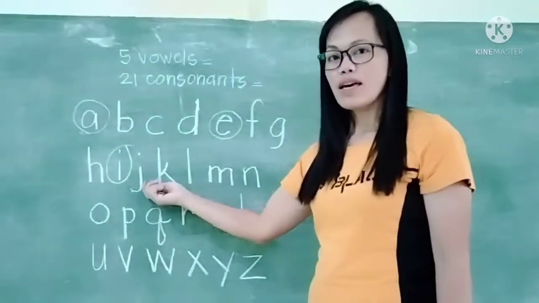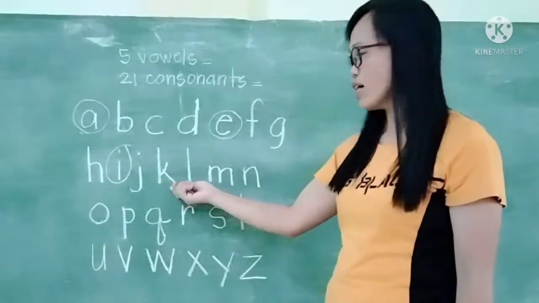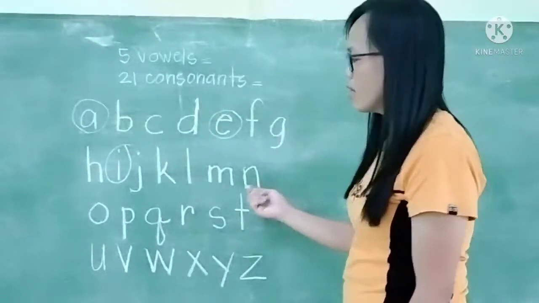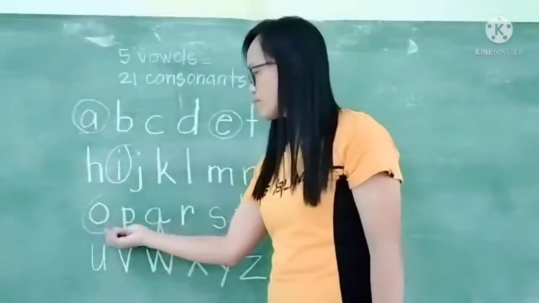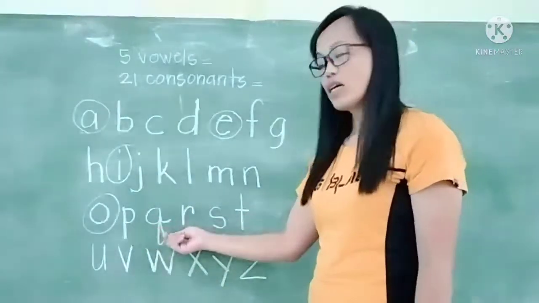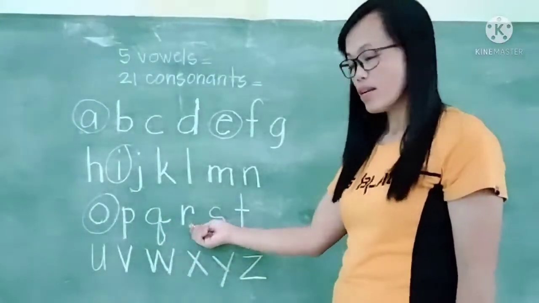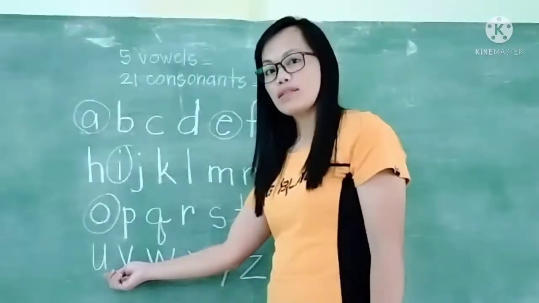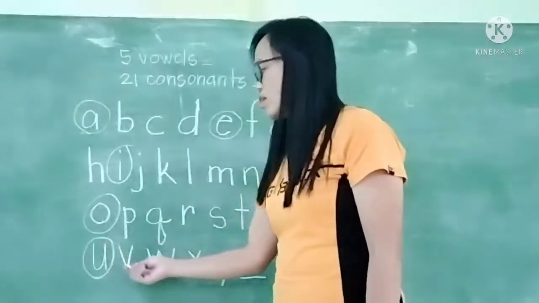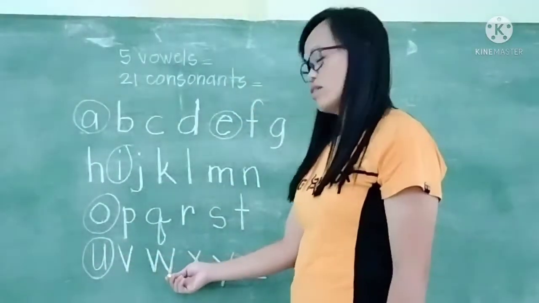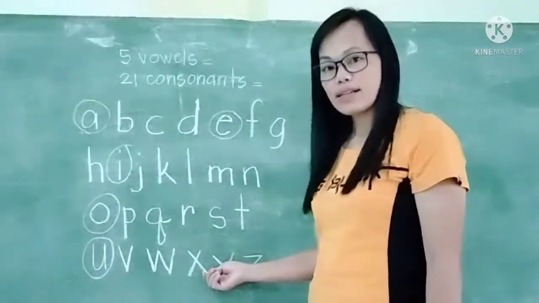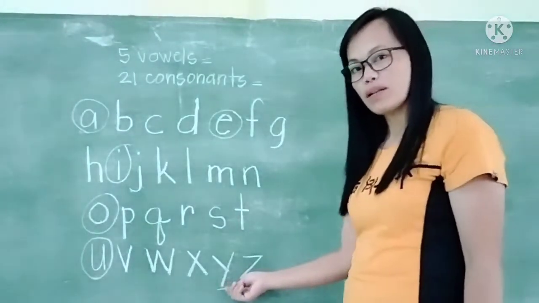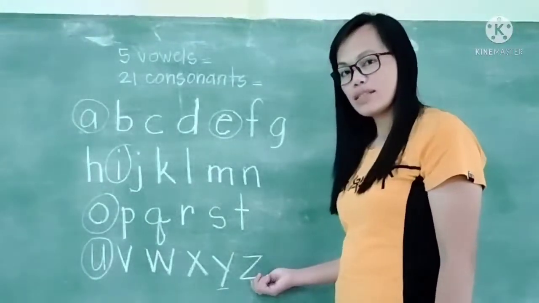J is a consonant. K, consonant. L, consonant. M is a consonant. N is a consonant. O is a vowel. P is a consonant. Q is a consonant. R is a consonant. S is a consonant. T is a consonant. U is a vowel. V is a consonant. W is a consonant. X is a consonant. Y is sometimes a consonant and a vowel. And Z is a consonant.